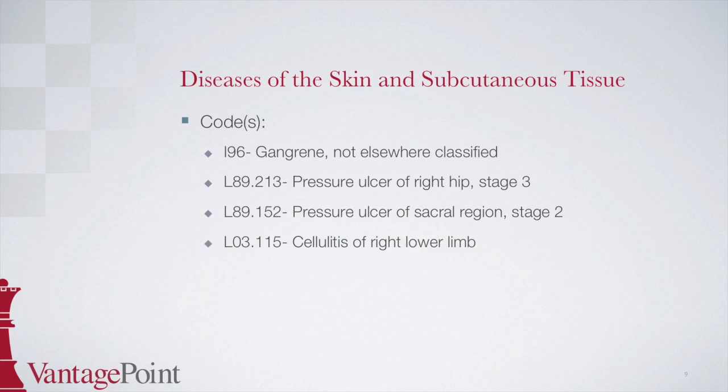This gives us a final code of L89.152. The final code is L03.115, cellulitis of right lower limb.